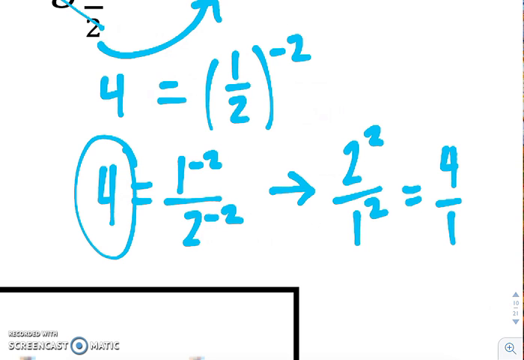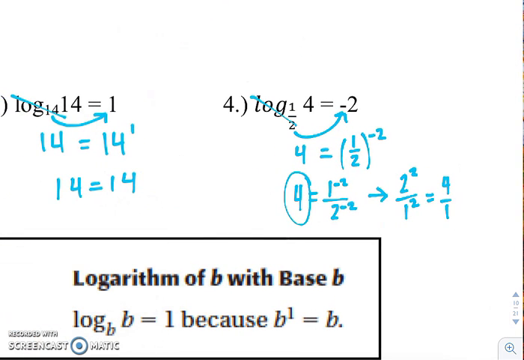So anytime we're going from a fraction to a whole number or whole number to a fraction, you have to have it equal to a negative value. And we will look at a couple more of them, but just sort of keep that in mind.